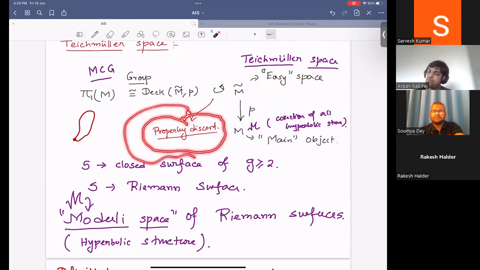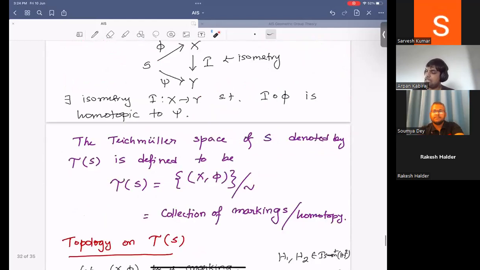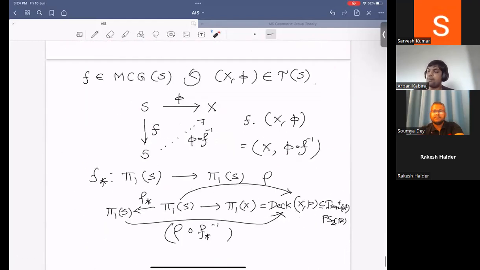But here in the properly discontinuous definition, you have to take the weakest form that you can possibly. You have to consider that for every compact set K, there are finitely many g such that gK intersection K is not empty. That is the only definition. The moment you take empty, the definition won't work. So this does act properly discontinuously on the Teichmüller space to give you the quotient as the moduli space.